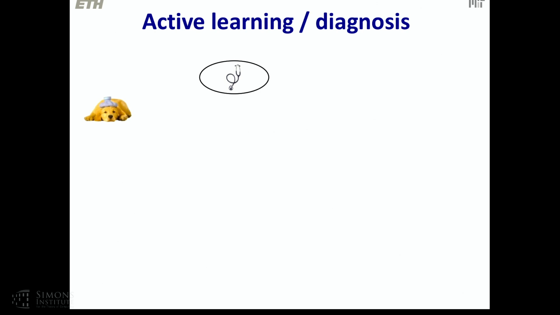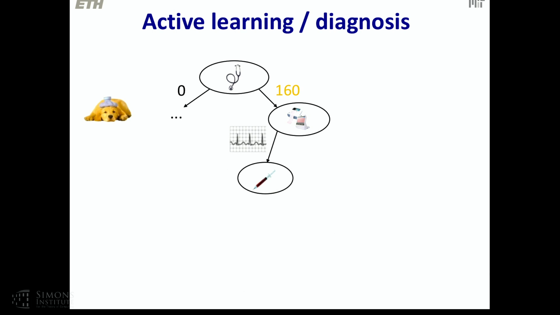So the first thing we might do is measure the puppy's heart rate, and if we find that the puppy still has a heart rate, then we might do an ECG, and depending on what we see on that ECG, we might take a blood sample. Now depending on that blood sample, we might decide how to treat that puppy. Now if we had seen something else on that ECG, maybe we should have done an MRI instead.